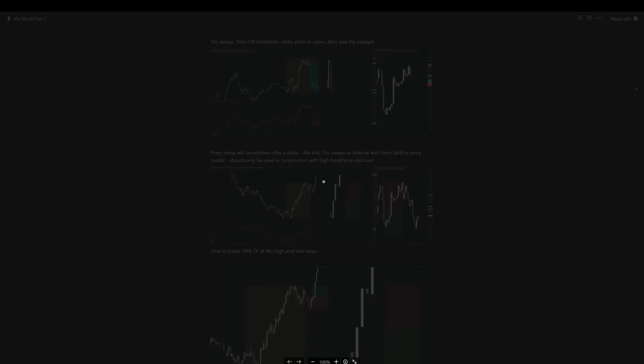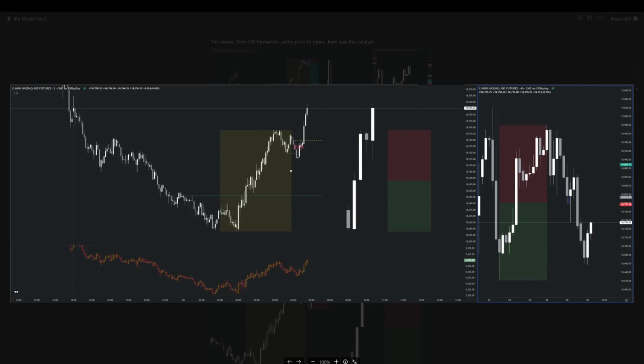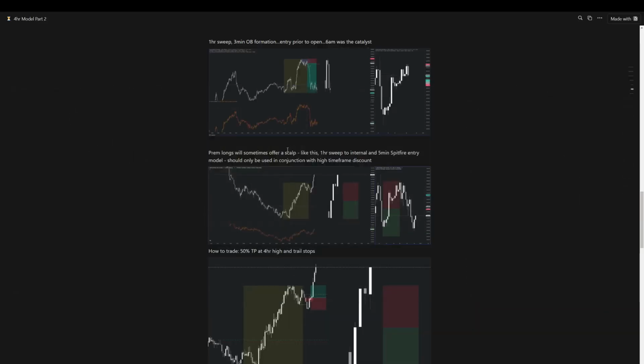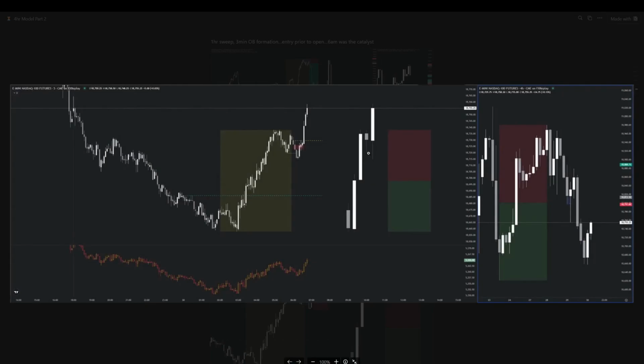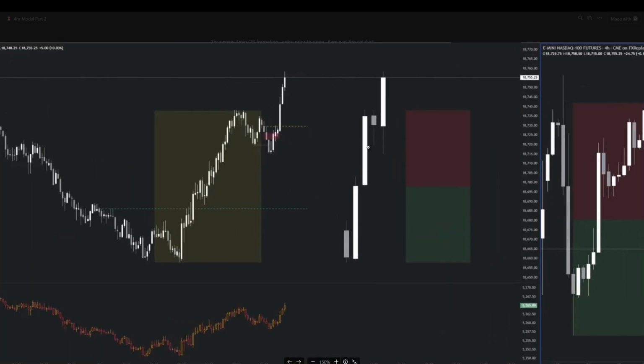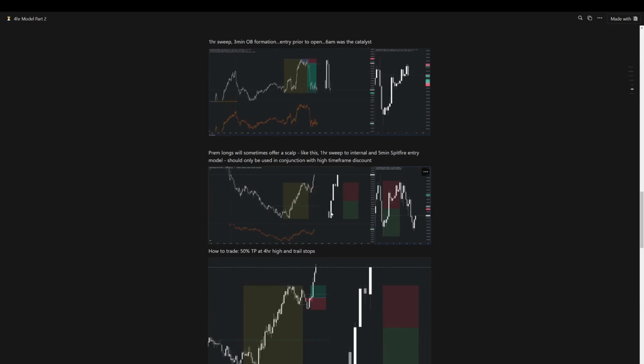This is a really, really good example because what you've got here is obviously you're long and very high up in the premium, okay? But the 1 hour sweep is into internal liquidity. So you can see this on these candles. We're sweeping in a little low there. So the previous 1 hour low has been swept and we've landed inside this internal 1 hour, okay? So you can see very nice bullish price action. We're obviously long and very premium, but a really, really good point to be made here is you should really only use this in conjunction with high time frame discounts, okay?